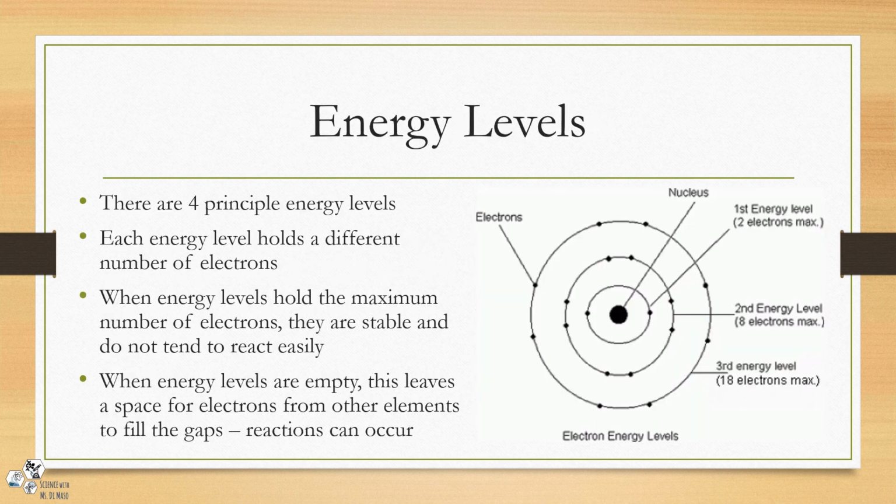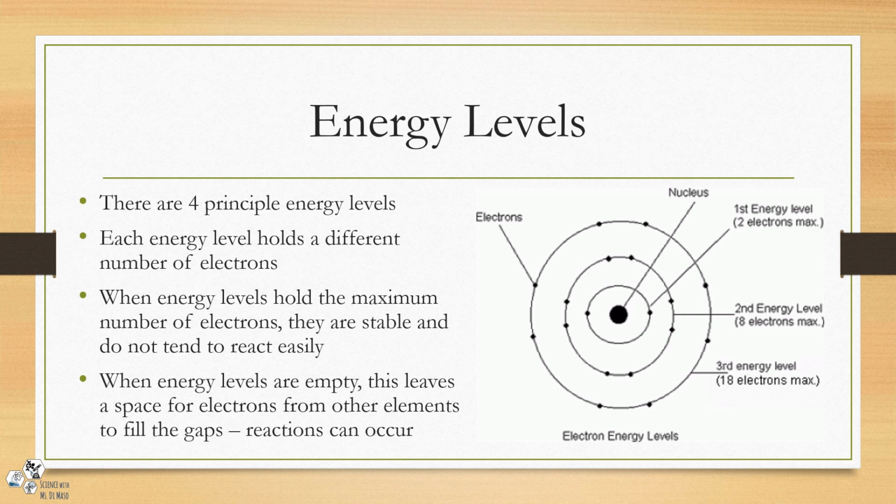So there's 4 principal energy levels that we are going to be discussing in this class. And each energy level holds a different number of electrons. When these energy levels hold the maximum number of electrons possible, when they're completely full, we say they don't want to combine with other elements. It's when these energy levels are slightly empty or completely empty that the atom wants to combine with other elements.